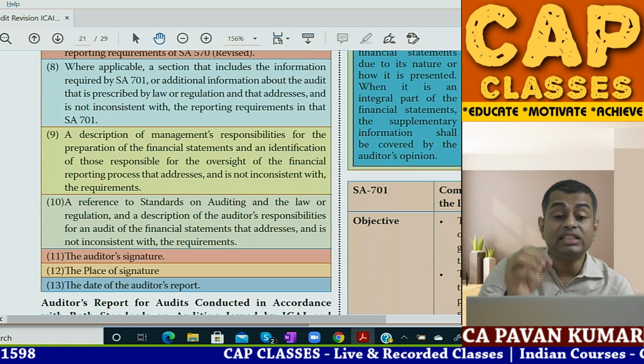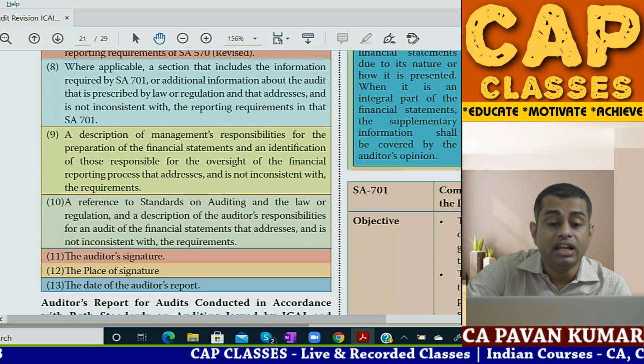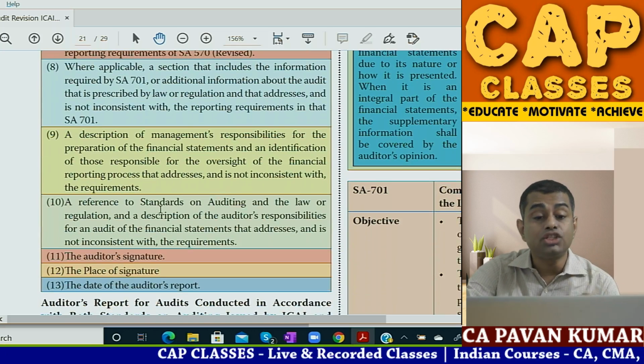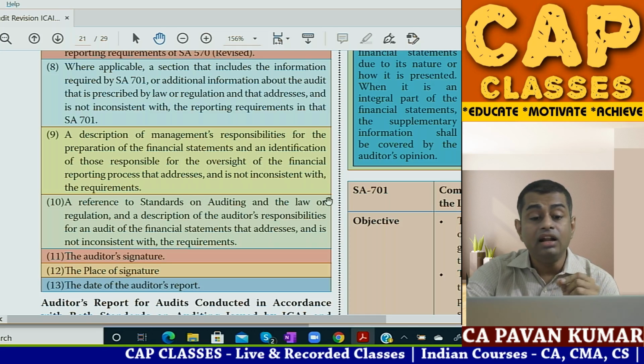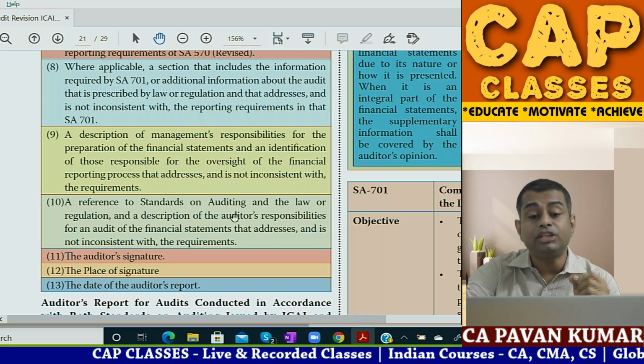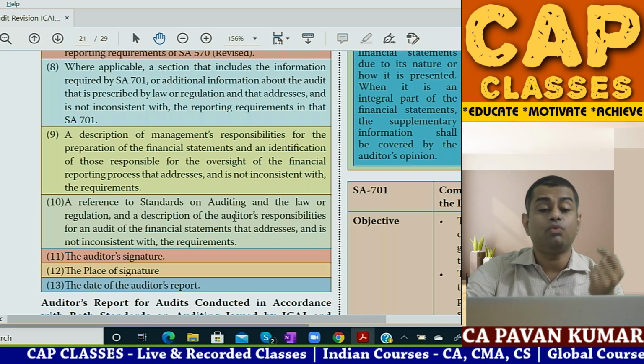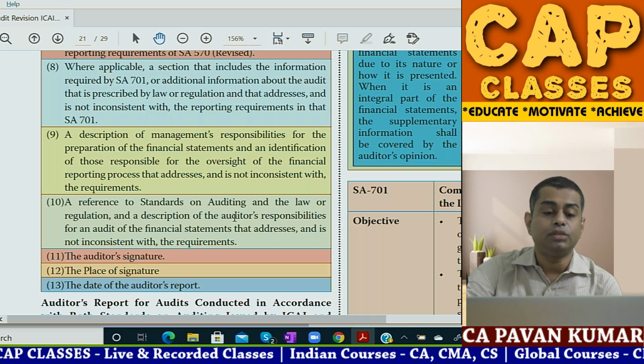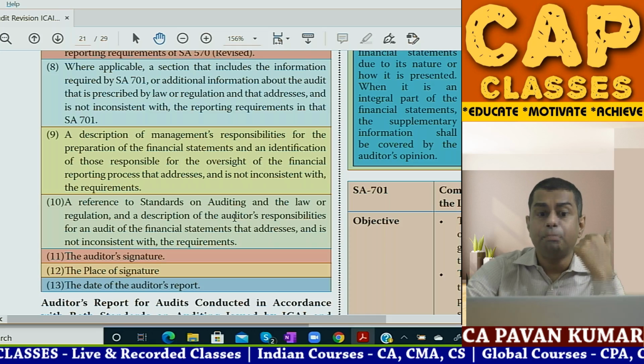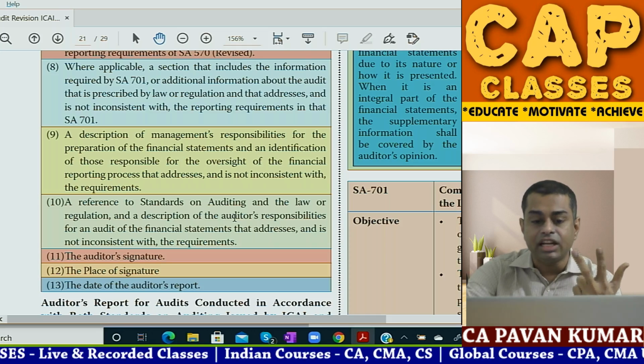9 a description of management's responsibilities. 10 a reference to standards on auditing and law or regulation and description of auditor's responsibilities. What is the 9th point? Management responsibility. What is the 10th point? Auditor responsibility. Then signature, then place of signature, then date of signature. That's all.